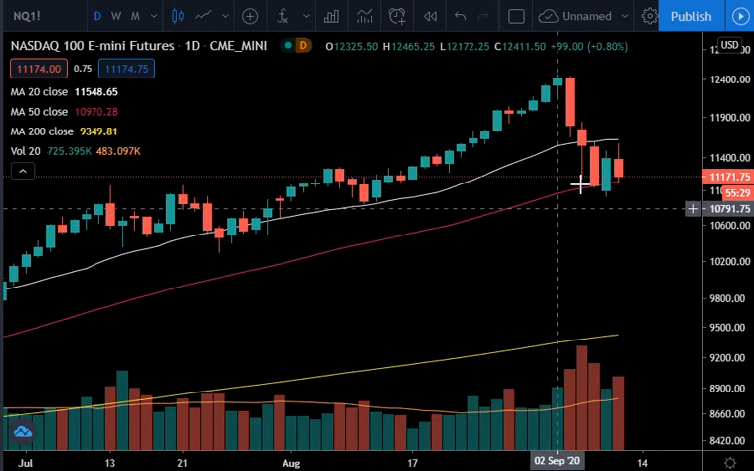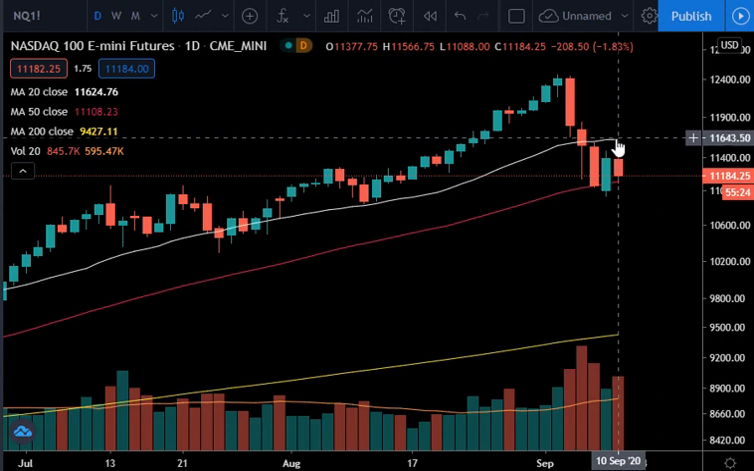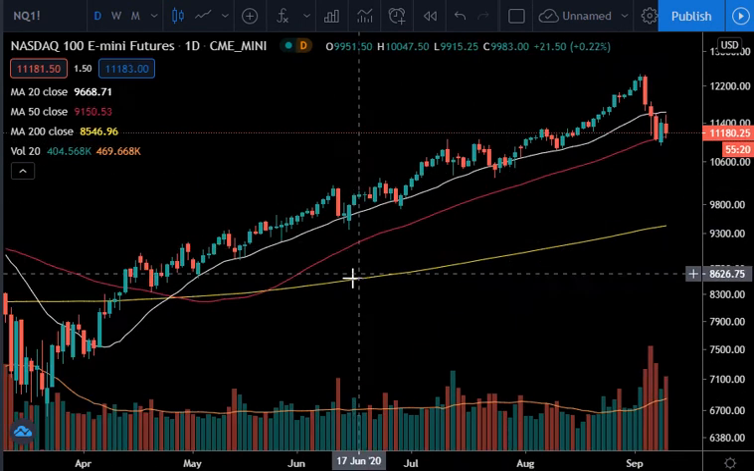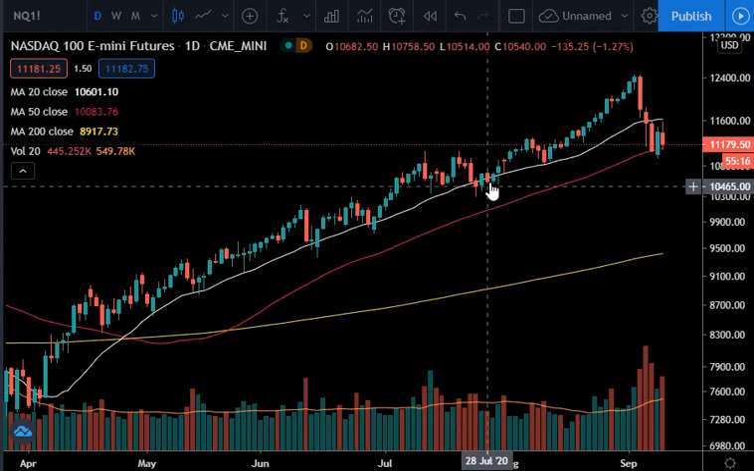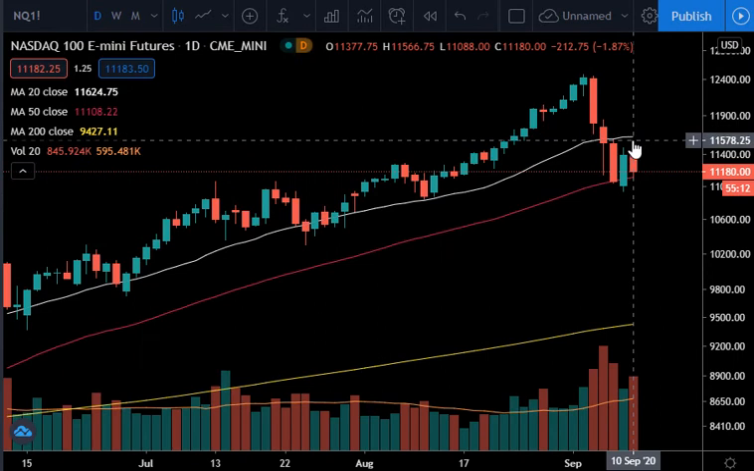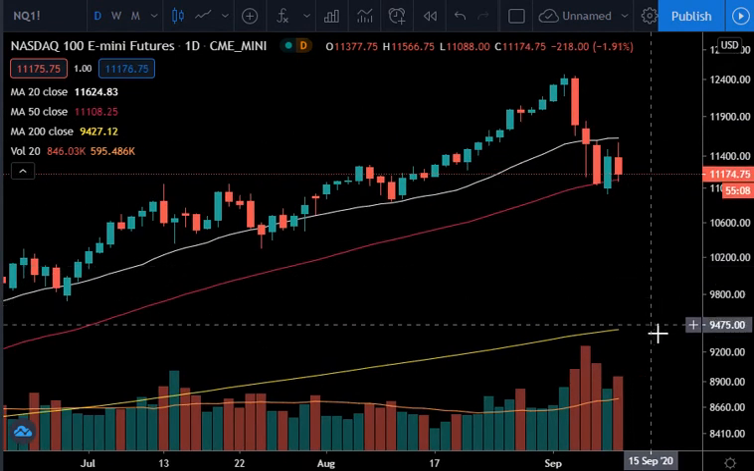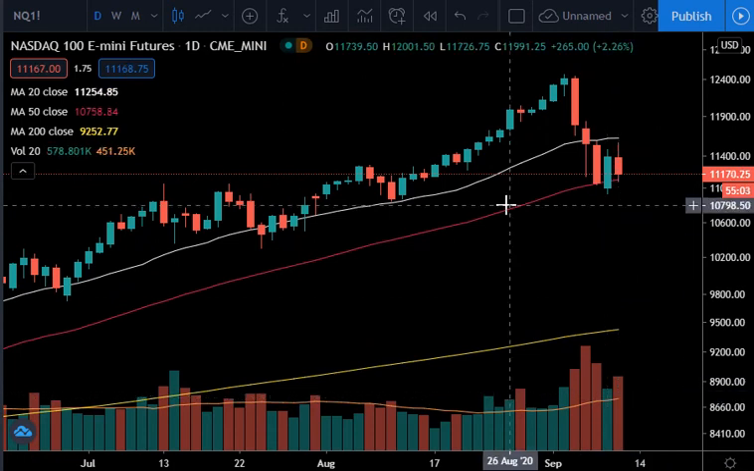Today, we're seeing rejection of the 20-day moving average, that white line, which suggests more short-term downside. Take a look how that 20 moving average served throughout the entire rally as support. And as we've said, support when breached becomes resistance. That being said, today is a distribution day. Why is that? Because we had higher volume than yesterday.